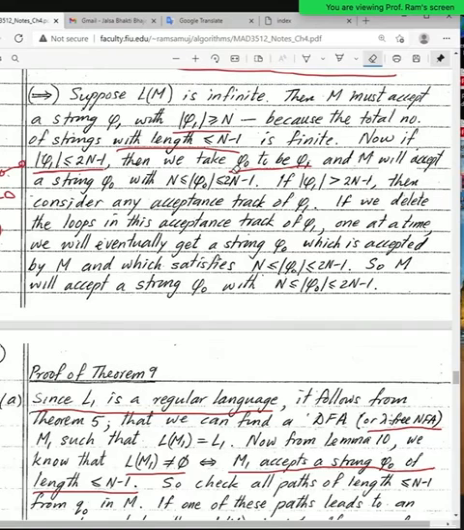So now if phi1 is less than or equal to 2n minus 1, then you take phi naught to be phi1, and M will accept the string phi naught, right? If phi1 is greater than 2n minus 1, then consider any acceptance track of phi1. And then what you do now, if we delete the loops in this acceptance track of phi1 one at a time, we will eventually get this string phi naught, which is accepted by M and will satisfy this condition. So M will accept a string in this range.